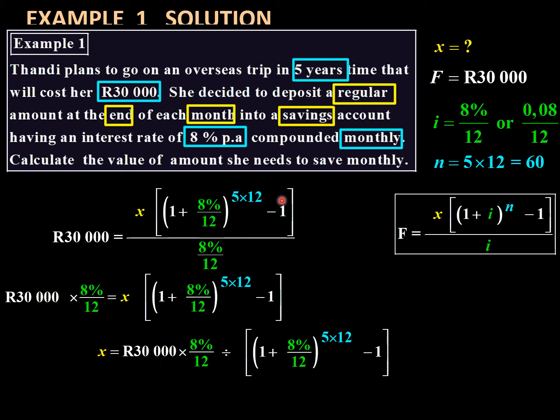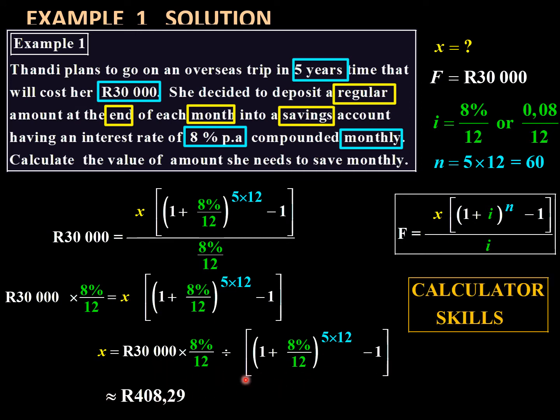Don't do little bits of calculations in between. Just do one calculation. Carefully enter that in the calculator, and we end up with 408 Rand and 29 cents. It's advisable to clear the calculator, retype everything, and then see whether you get the same answer, right? Always double check. There's more than enough time to do that. So your calculating skills are extremely important.